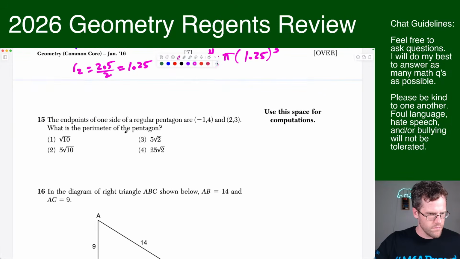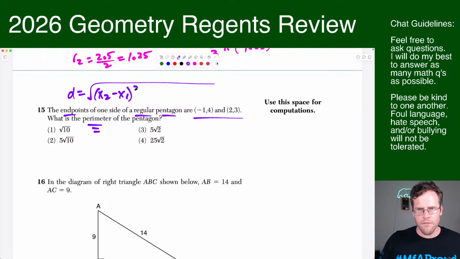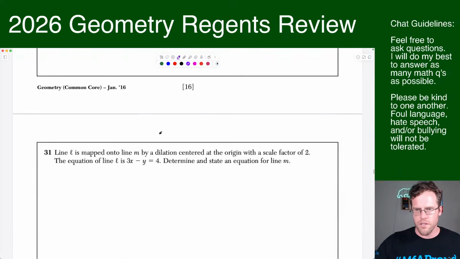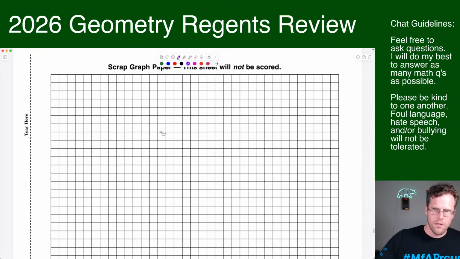All right. So let's see. Question. All right, here we go. The endpoints of one side of a regular pentagon are -1, 4 and 2, 3. What is the perimeter of the pentagon? So for one, you could know the distance formula, which is good to have memorized. Or what you could do is go to the last page, the scrap paper, and you borrow this.